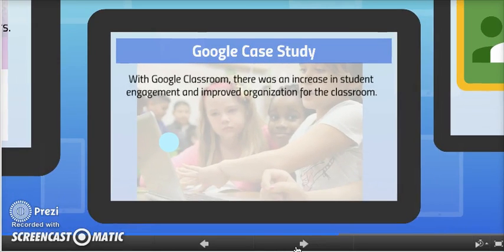One of the case studies that Google performed found that students were way more organized because everything was stored on the cloud, and they were more engaged because they were using this technology as a medium for creating and collaborating.